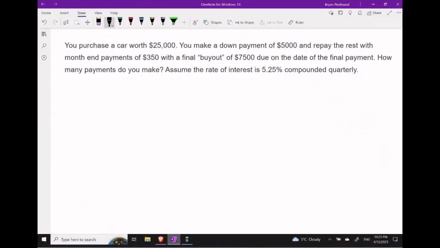Suppose you purchase a car worth $25,000 and you make a down payment of $5,000 and decide to repay the rest with month-end payments of $350 and a final buyout of $7,500 due the date of the final payment. Assuming that we have an interest rate of 5.25% compounded quarterly, how many payments do we actually make?